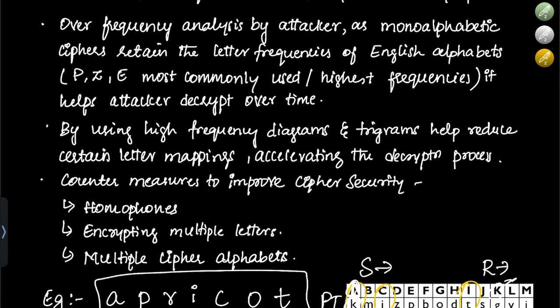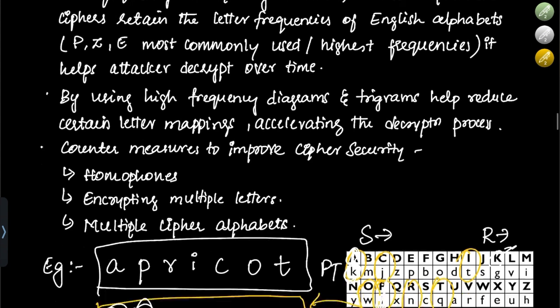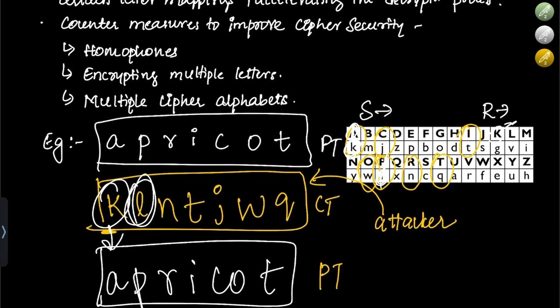Homophones means we have to assign multiple cipher symbols to frequent letters like E to take away from the single letter frequency patterns. Then we have encrypting multiple letters. So some ciphers encrypt block of letters together to hide a single letter and digram frequency information. Then we have multiple cipher alphabets. That is, each and every time when the alphabet is repeating, give a different meaning to it or allot a different cipher to it. So let's look into this example now.